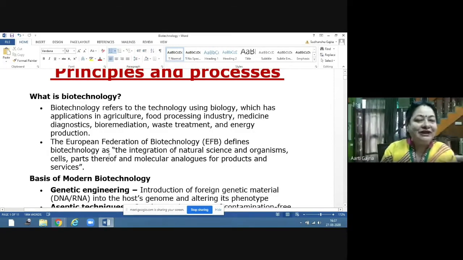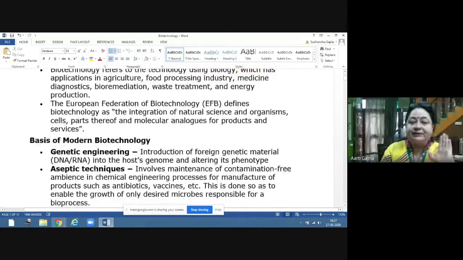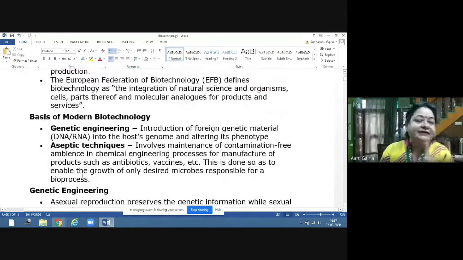So that means wherever we are using the organism or their cells or any part or any molecules for making commercial products and services for the welfare of human beings, that is called biotechnology. Now, the basis of biotechnology are two. Principles are two. One is genetic engineering.